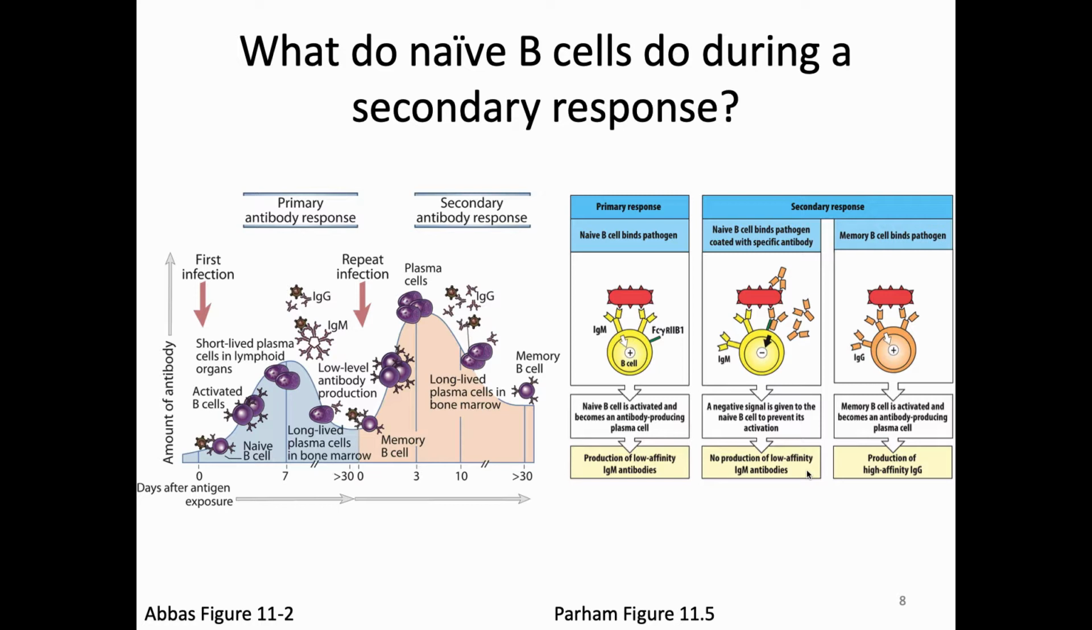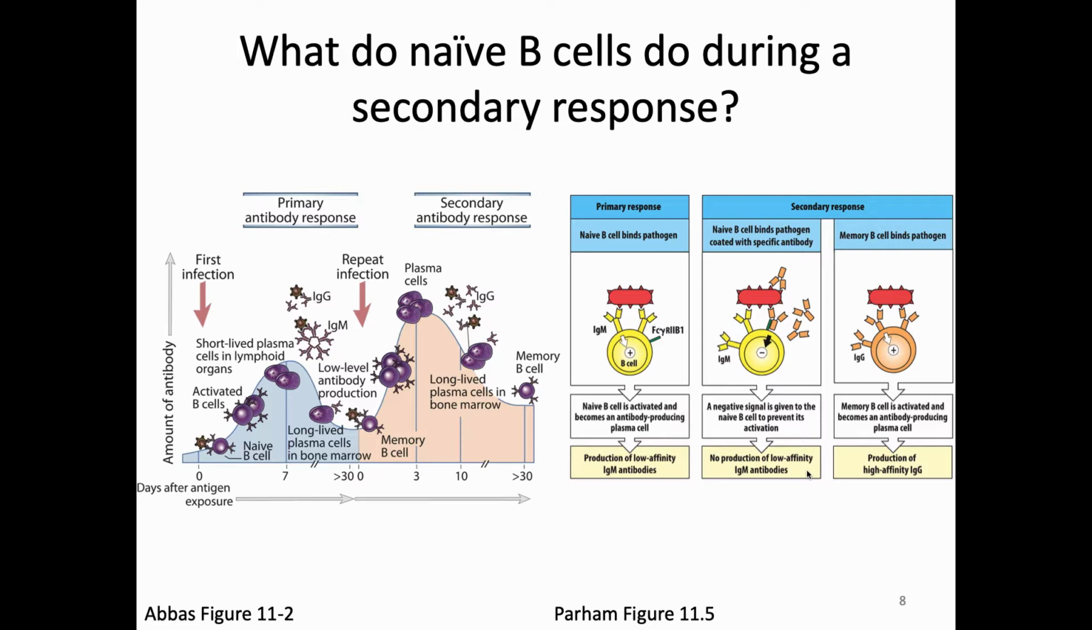In fact, the response is set up so that our naive B cells are turned off during secondary responses. So if there are any naive B cells around, they get turned off, because we don't want to waste cytokine on them. We want all our cytokines going to the memory cells, who are going to make the really good responses.